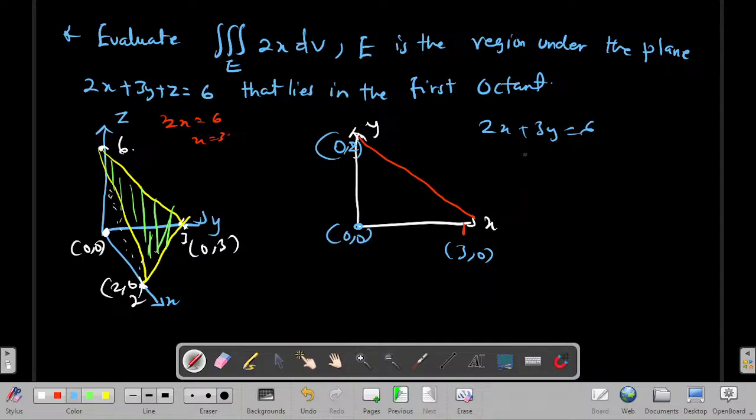We can either make x the subject or y the subject. Remember when we were drawing general regions for double integrals. So here there are two possibilities. x will be equal to negative 3 over 2 y plus 3. Or we can have y equal to, making y the subject from this equation, negative 2 over 3 x plus 2. So these are the two ways. You see how you use these two scenarios.